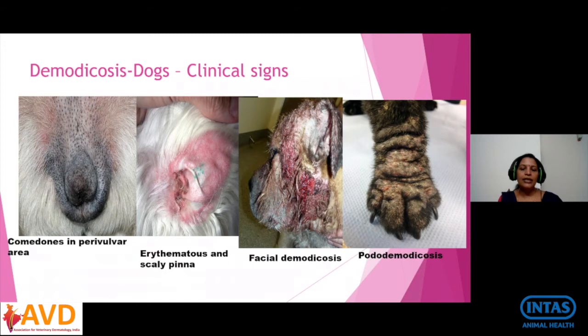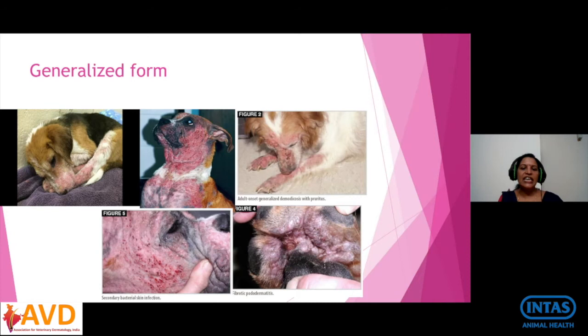Erythematous lesions can be seen. And facial demodicosis, pododemodicosis, you can see it. Crusty lesions can be seen. In the generalized form, we can see this erythema, lesions, full-body erythema, red mite infestation, crusty lesions.